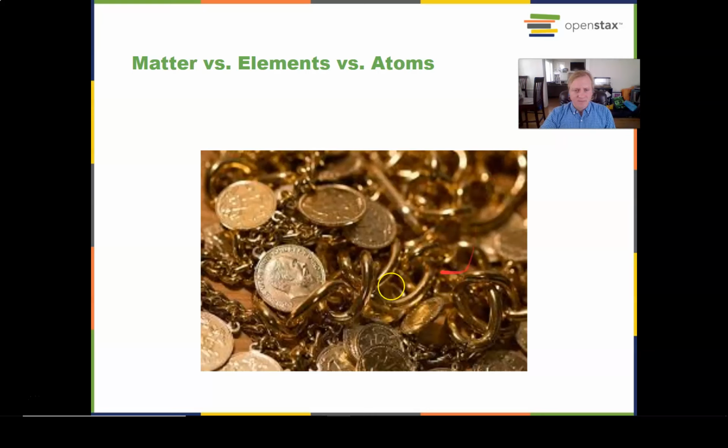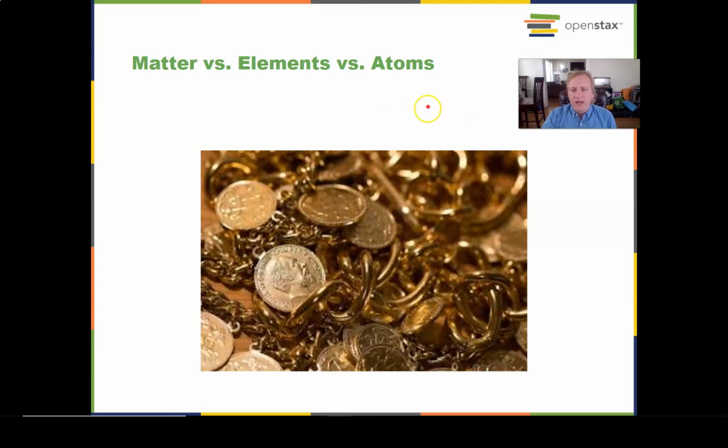Okay, so this is a bunch of gold coins, and gold is an element. Gold is also certainly matter because it has mass and takes up space. But gold is an element, and what do I mean by an element? What I'm saying is that you can take a gold coin and you could break it in half, and then you'd have two halves of a gold coin, and then you can break each of those in half, and you can continue breaking them in half until you get down to a single atom of gold.